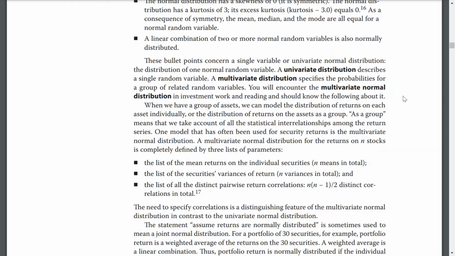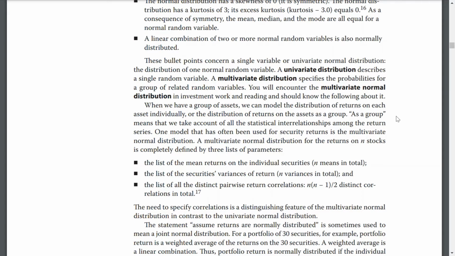These bullet points concern a single-variable, or univariate, normal distribution. The univariate distribution describes a single random variable. A multivariate distribution specifies the probabilities for a group of related random variables. You will encounter the multivariate normal distribution in investment work and readings and should know the following about it.